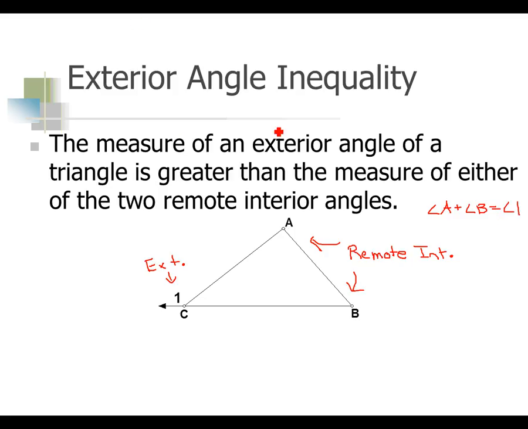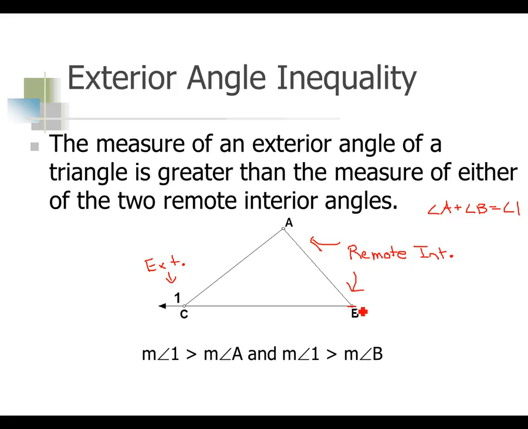What the exterior angle inequality is based on is if it takes angle A plus angle B to equal angle 1, then angle A would have to be smaller than angle 1, and so would angle B. So in other words, the measure of angle 1 would have to be greater than the measure of angle A, and the measure of angle 1 would be greater than the measure of angle B. So basic idea again, any exterior angle of a triangle, such as angle 1, would always be greater than either of its remote interior.